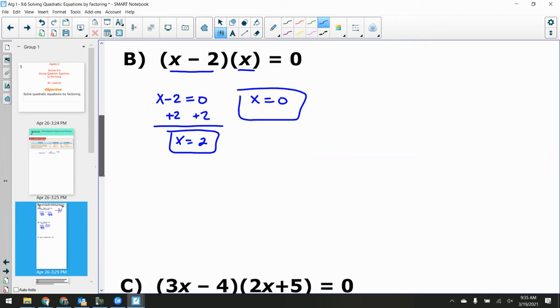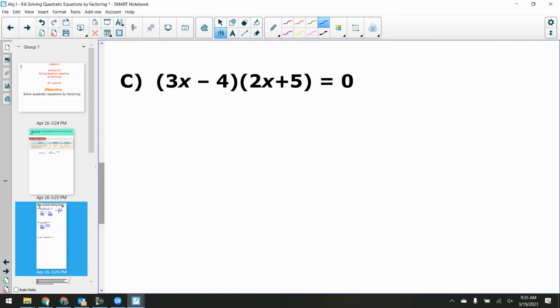All right, so what about if they have a little bit more difficult pieces there, like 3x minus 4, like 2x plus 5? The same rule still applies. The only different thing here is that when we create our 2 equations, instead of a simple 1-step equation, it's a 2-step equation. You still do the exact same thing. You set each piece equal to 0, and then you solve.